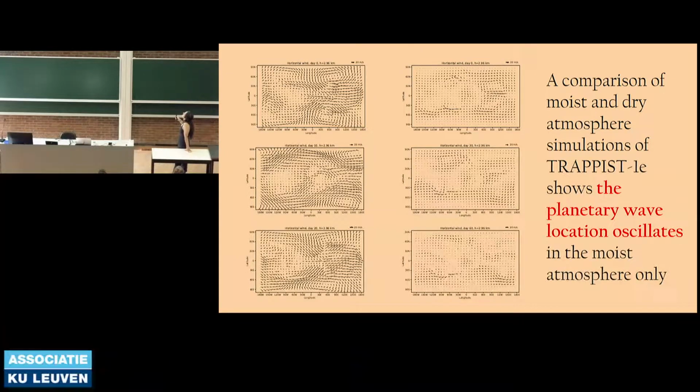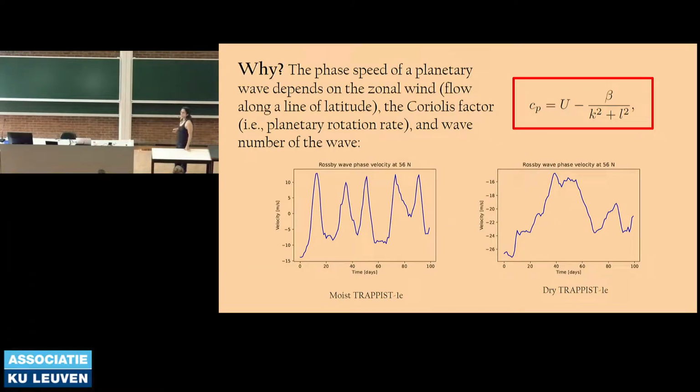So first of all, the wind speeds are much lower. The arrows have the same scale in these two plots. And secondly, you don't have an oscillation at all. So the wave just travels westward around the planet. It doesn't move back and forth at all. So this is purely a moist phenomenon, as far as we can tell. And so why does that happen? We use the basic theory of Rossby waves to explain why this Rossby wave is moving back and forth.